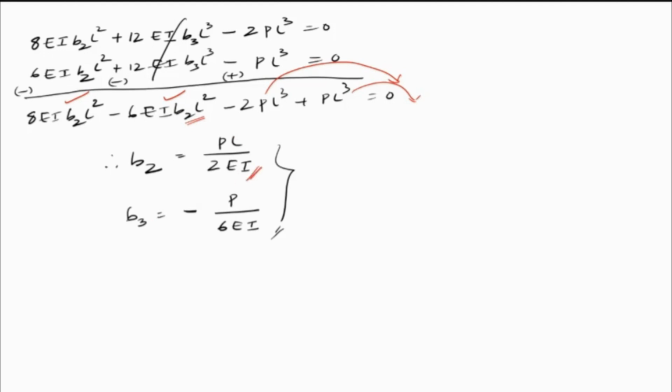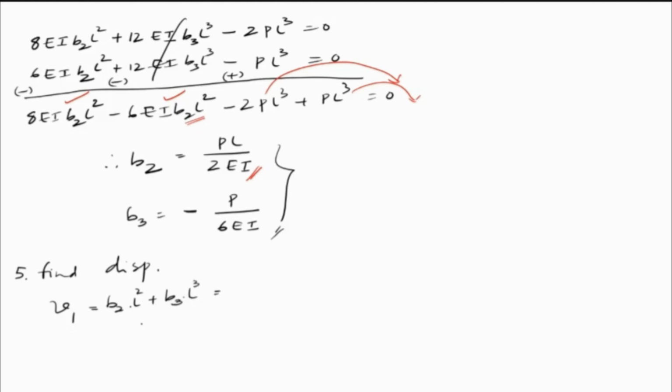Then substituting this value of B2 in any one of the equations here, you will get the value of B3, and that value of B3 is minus P divided by 6EI. I'll go with the final step, that is the fifth one, finding the displacement. So I need to find the displacement, that is my V1. So V1 is equal to, what is the equation for V1? It is B2 into L square plus B3 into L cube. So this is my value of V1.